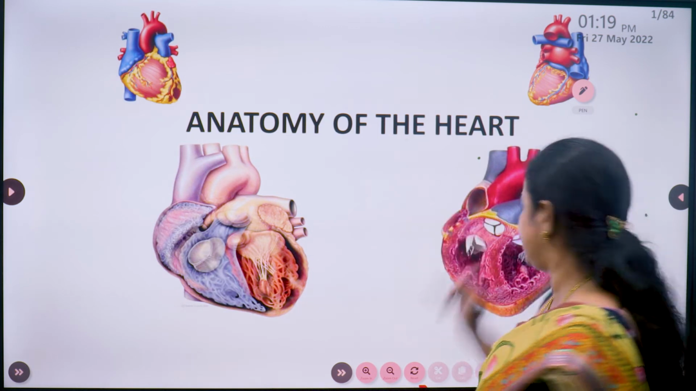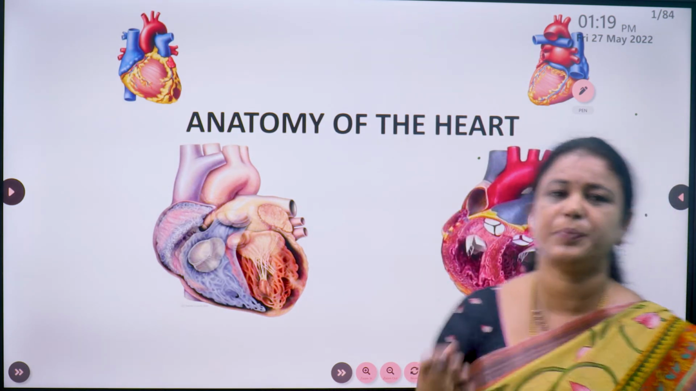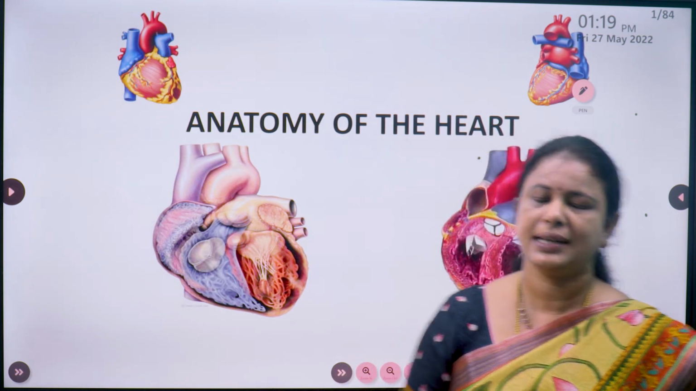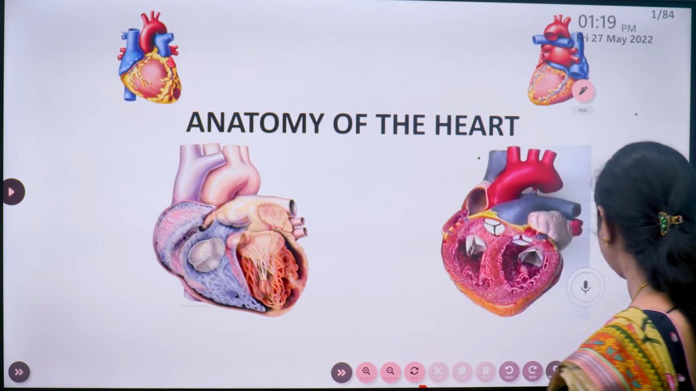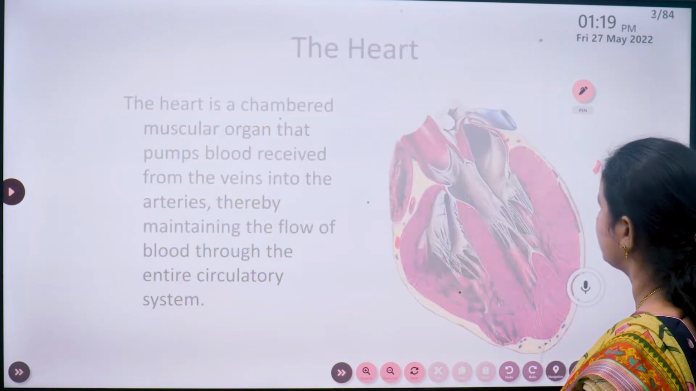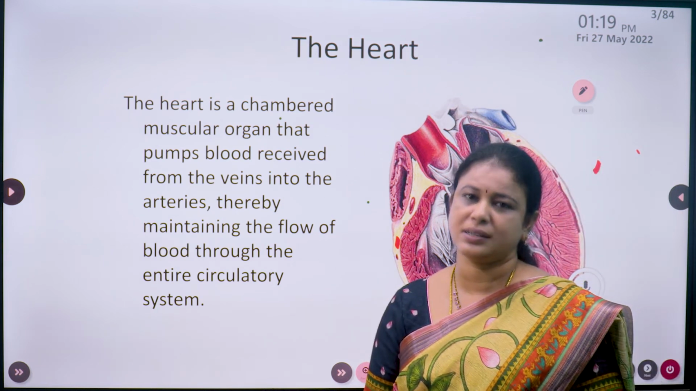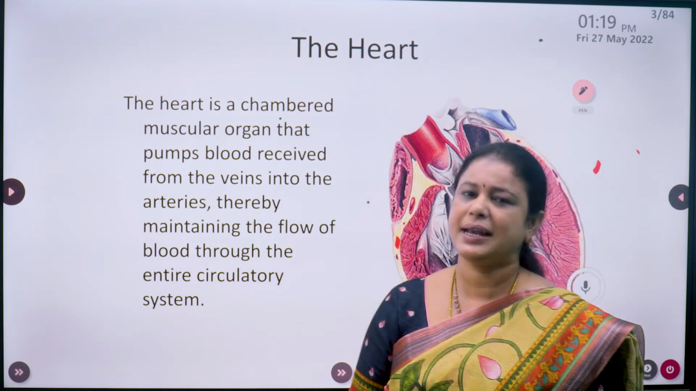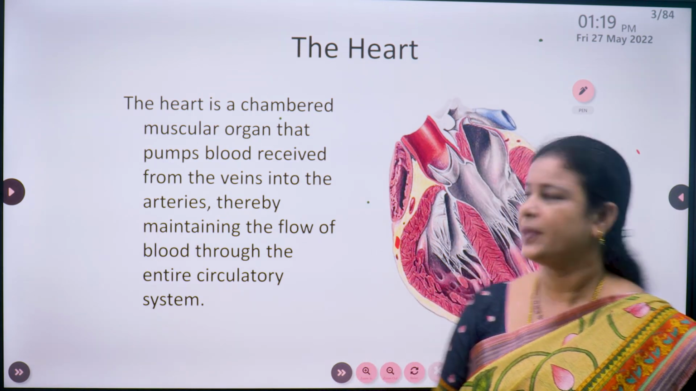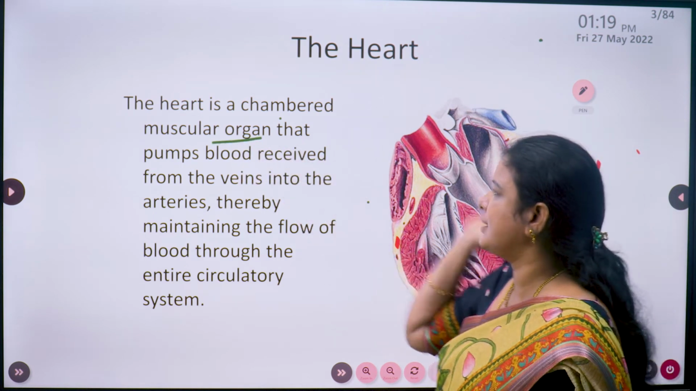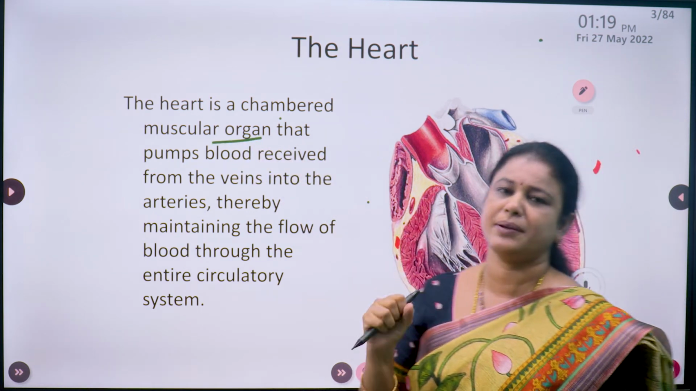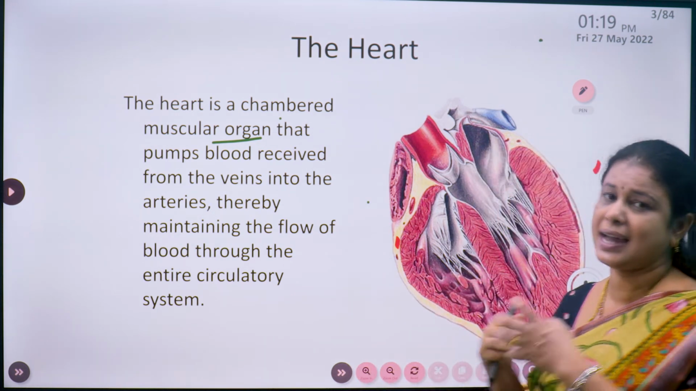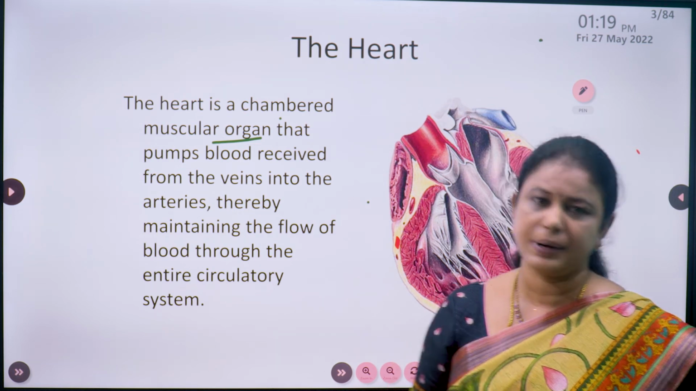Let us see in detail how the heart pumps the blood, how it receives the blood, and how it pumps the blood to the parts of the body. The heart is a hollow muscular pumping organ. The main function of the heart is pumping. It receives the blood from veins and pumps the blood into the arteries. The arteries carry the blood away from the heart to body parts.